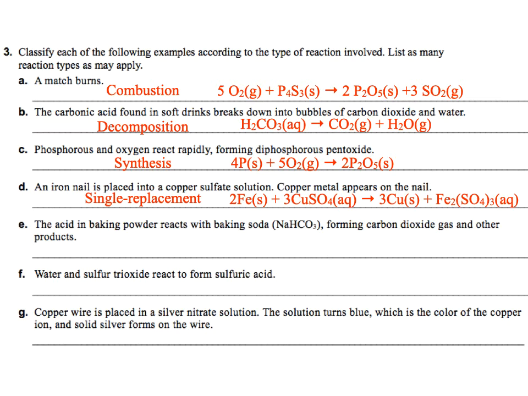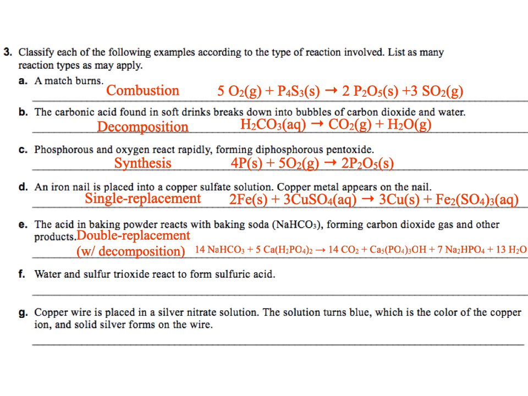E, the acid in baking powder reacts with baking soda, forming carbon dioxide gas and other products. This one is complex. It is a double replacement reaction with decomposition. There is the complex reaction. If you choose not to write this one, that's okay.